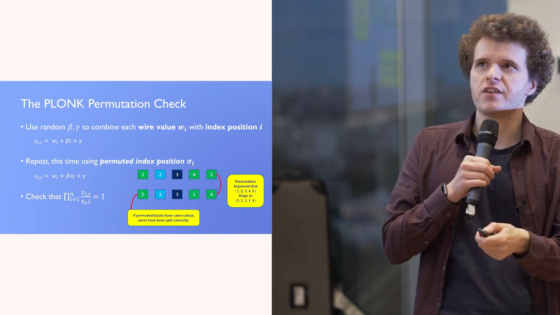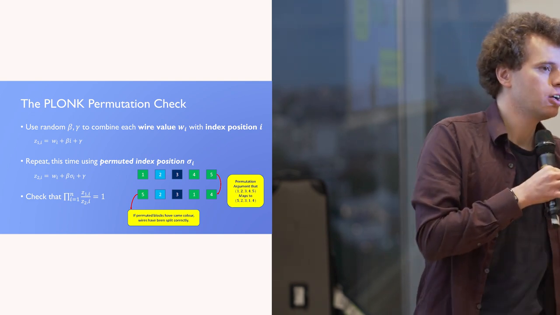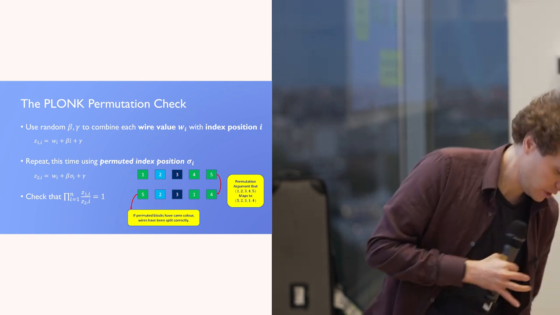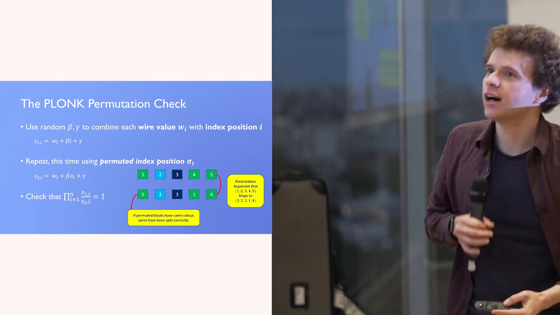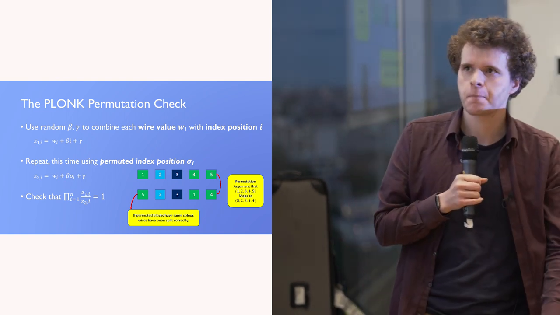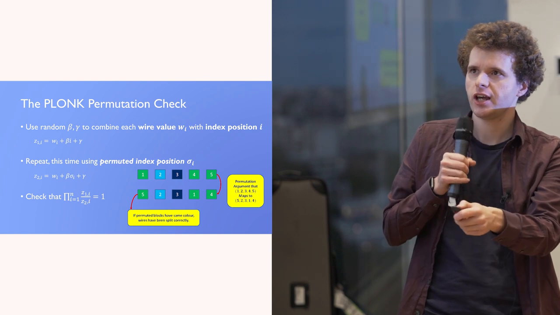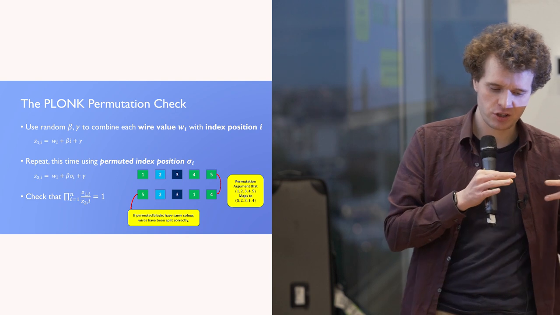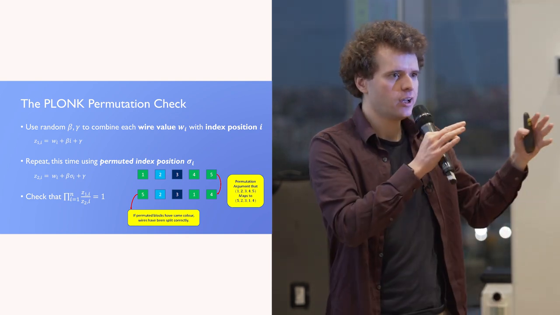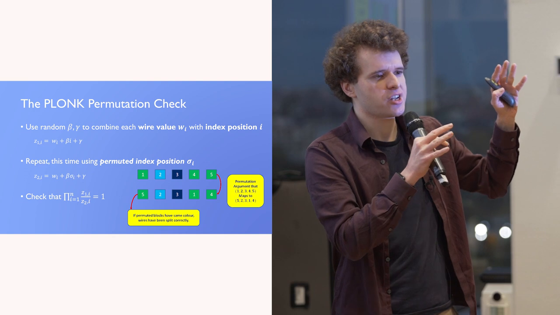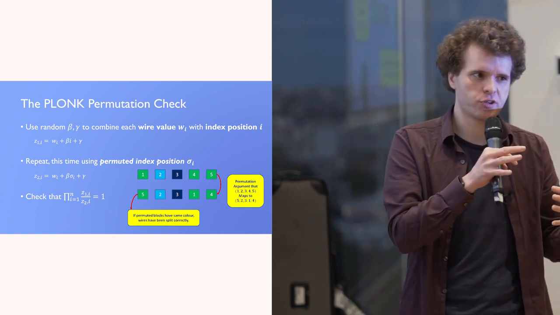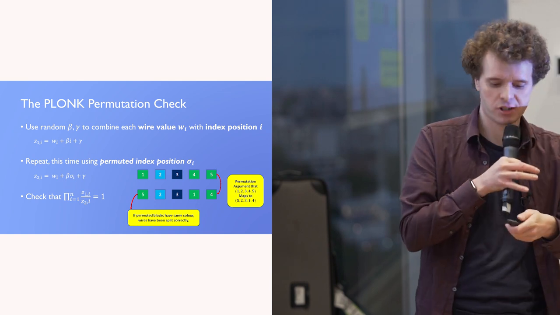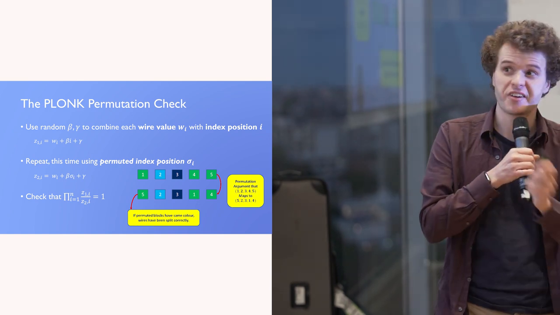And because you commit the Y values before you're given beta, you can't fiddle with your wire values and add factors of beta or gamma into them to fake a permutation check. And the reason why we need two bits of randomness is because the beta forces the prover to provide a set of permuted values that are in a permutation of the original wires, but not the permutation actually prescribed by the circuit. That's where the gamma comes in. But if you have any questions about this after the talk, I'm very happy to go over it in a bit more detail.